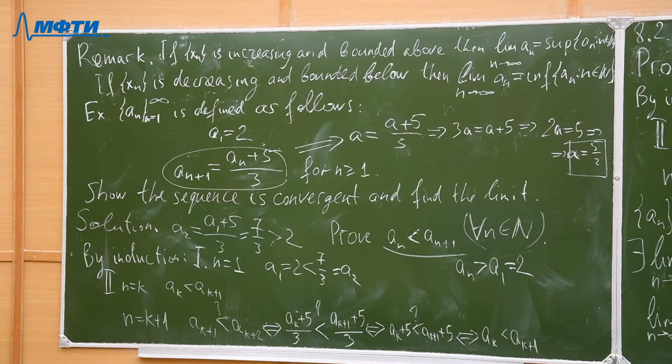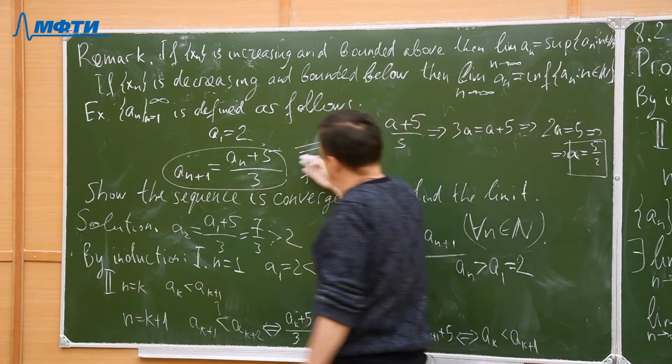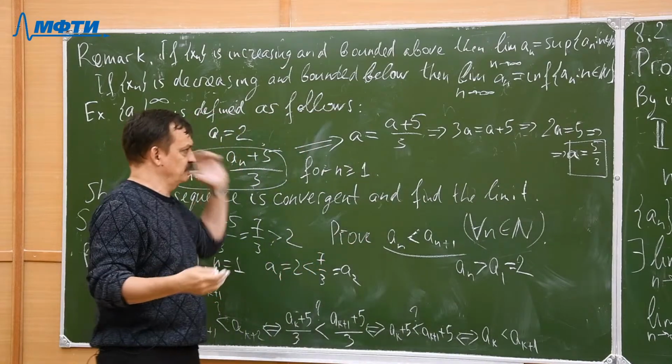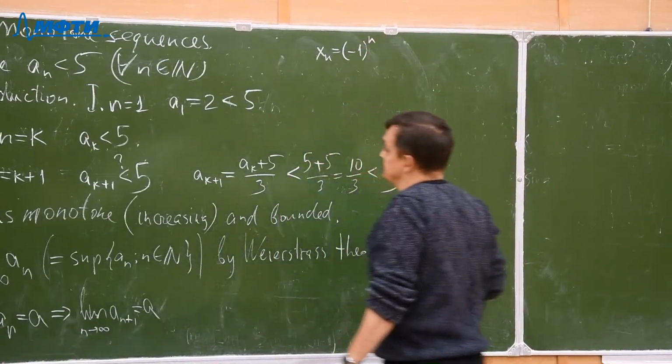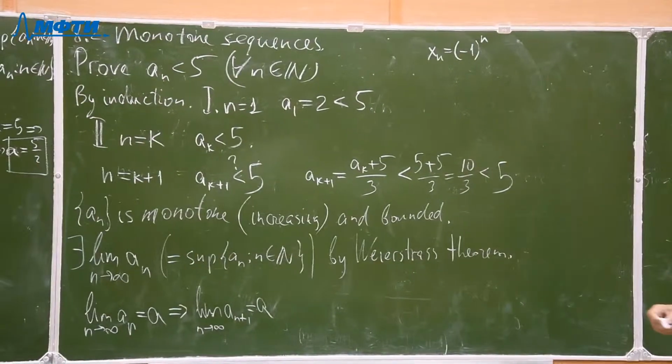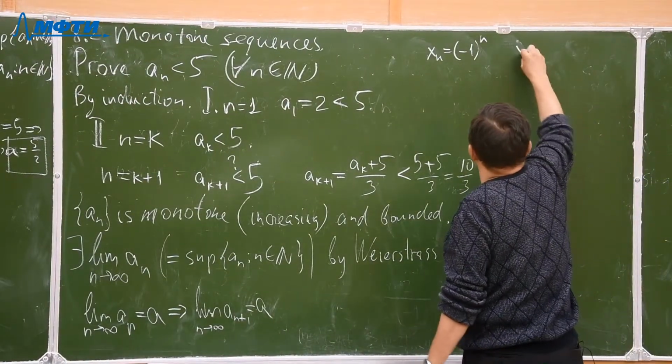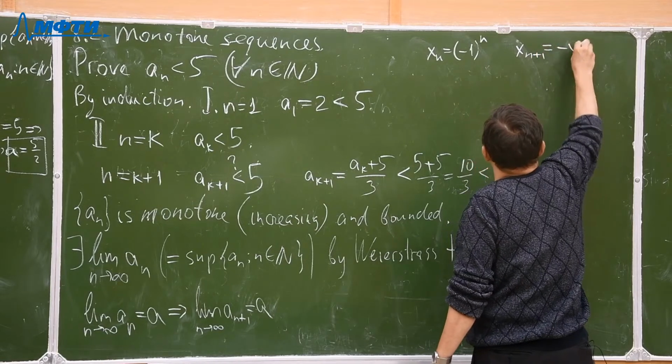Let me make a caution. Be careful, because this looks very nice. Just take a limit and that's all. But let's consider the sequence (minus 1) to the power n. You can also write a recurrence relation: x_{n+1} equals minus x_n.